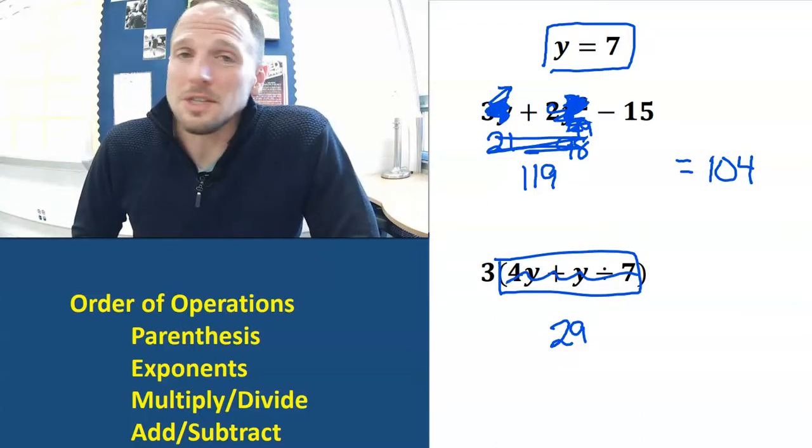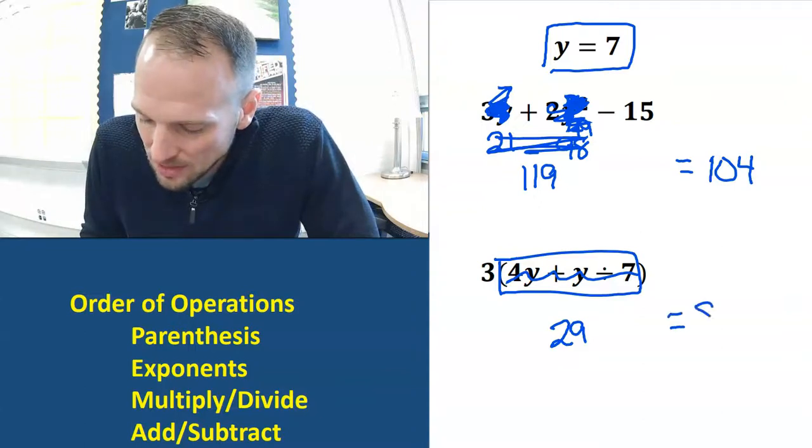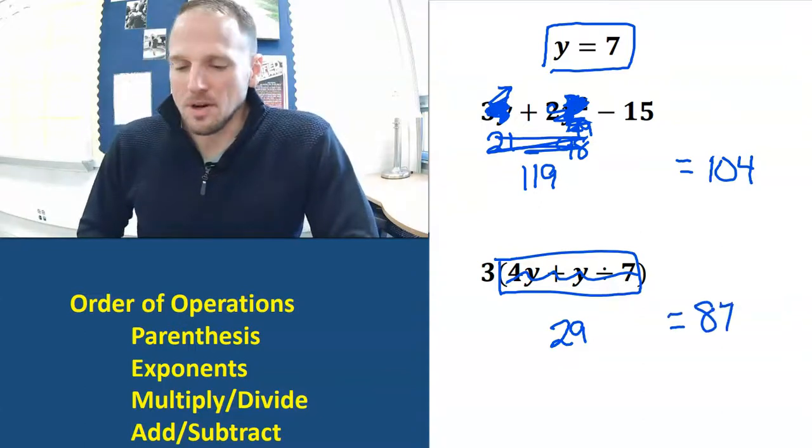Are there any other parentheses? No. Are there any exponents? No. Add, subtract? Yes, there is. Work it left to right. 3 times 29, that's going to be 87. All right, so that's what it is.